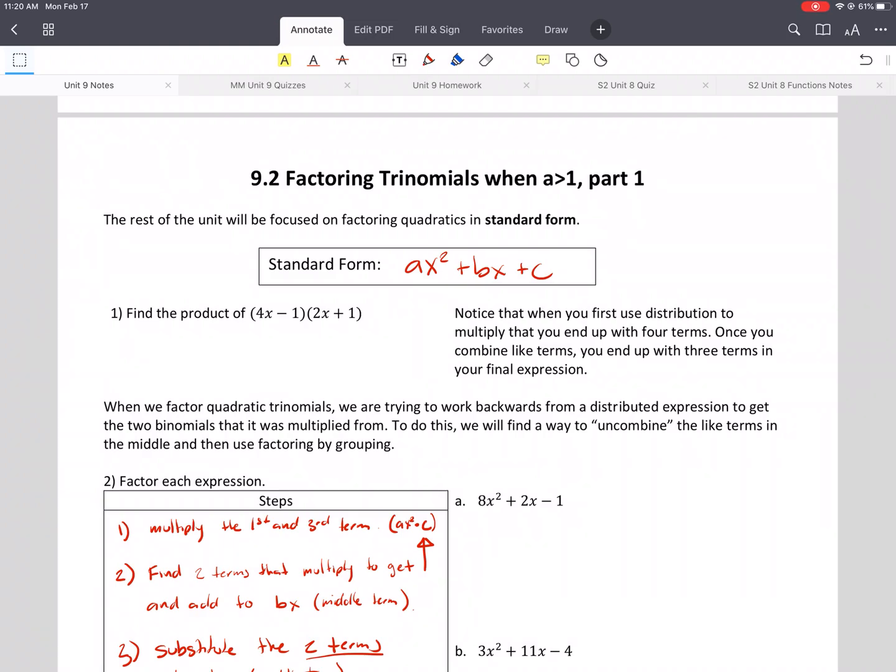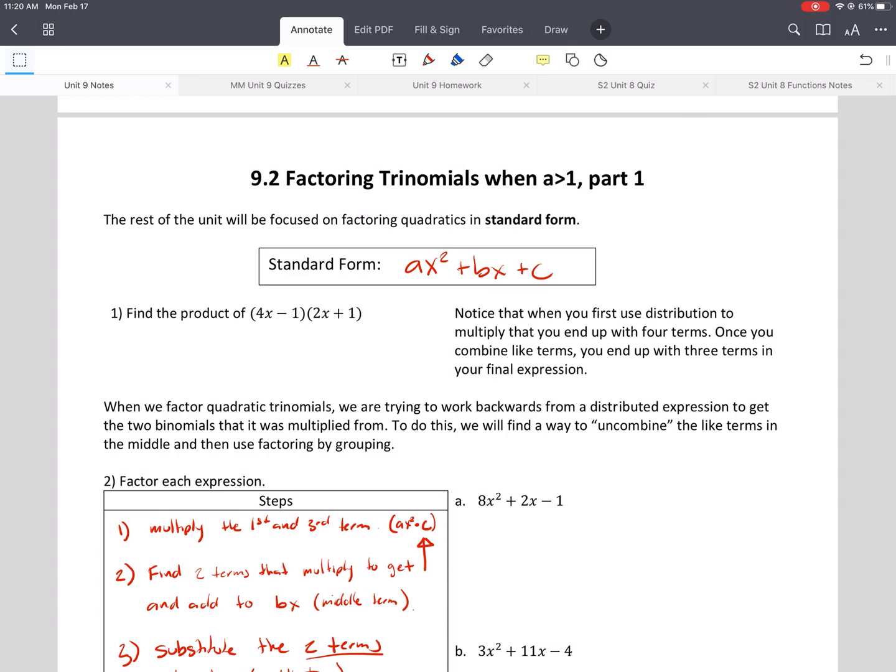Welcome. So this is 9.2, factoring trinomials when a is greater than 1. So the rest of this unit we'll be focusing on factoring quadratics in standard form. And this written here, ax squared plus bx plus c, that is standard form for a quadratic, where a, b, and c are like numbers. A and b would be coefficients, and c would be a constant, and x is just our variable.